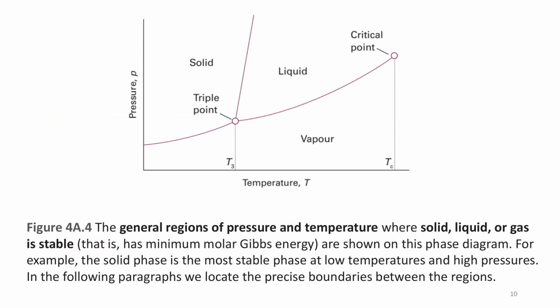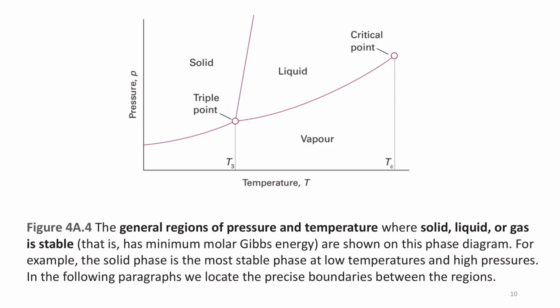This schematic diagram contains the essential geography. At low temperature, the solid is generally stable. At sufficiently high temperature and low pressure, vapor is stable. Between those regions lies the liquid. Each boundary represents equality of chemical potential for its two neighboring phases. The three boundaries meet at the triple point, the unique pressure and temperature where solid, liquid, and vapor coexist. The liquid-vapor curve terminates at the critical point. Beyond that point, liquid and gas are no longer distinguishable phases. Instead, there is one supercritical fluid.